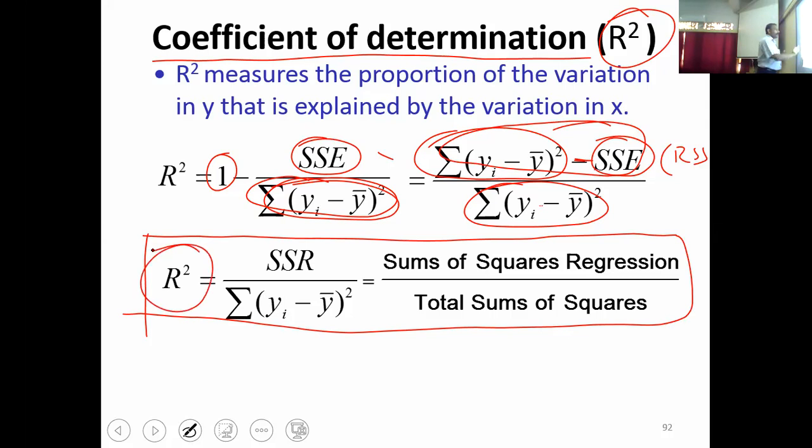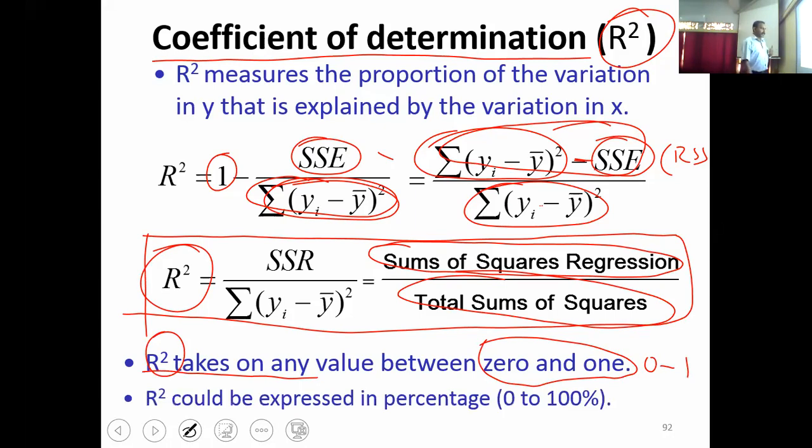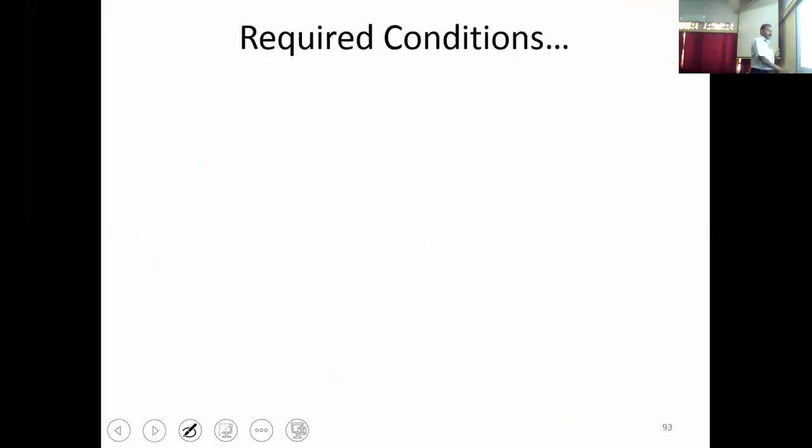That means R square, the coefficient of determination, depends on the sum of squares of regression divided by the total sum of squares. The R square value can take values from 0 to 1, or we can express it as a percentage, 0 to 100%. If you multiply this by 100, we can take it as 0 to 100% also. Right? Now I will come to an example.